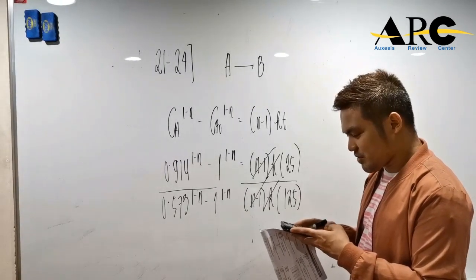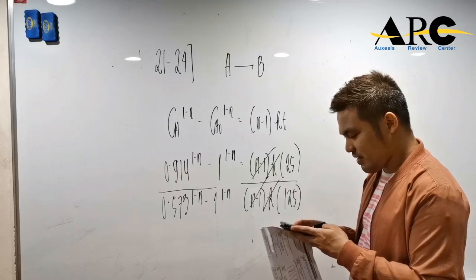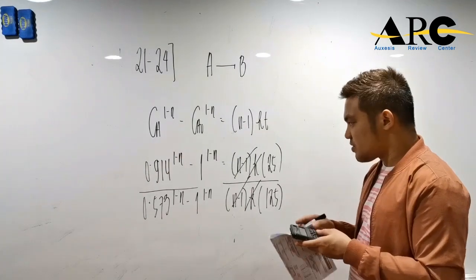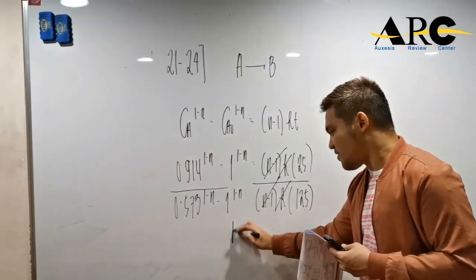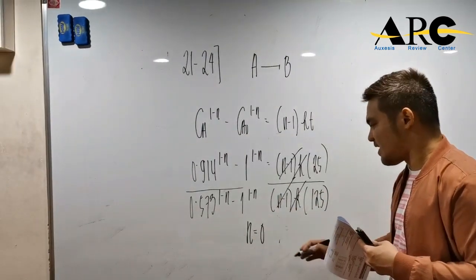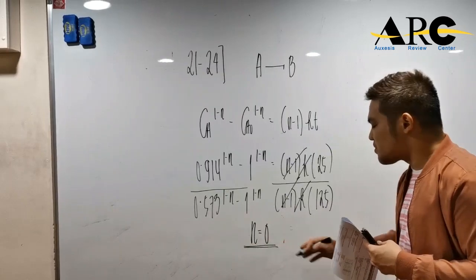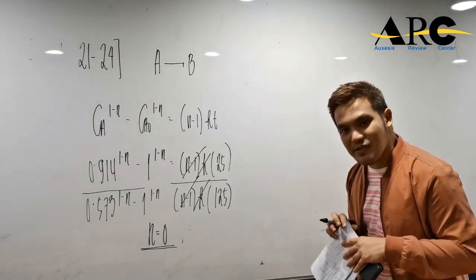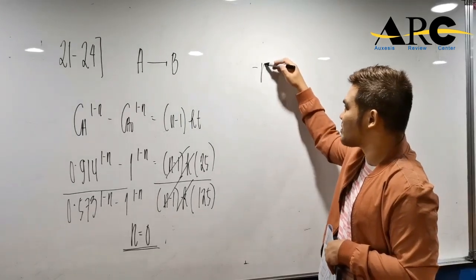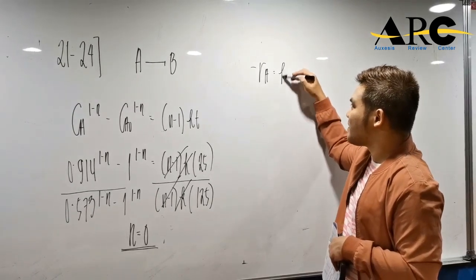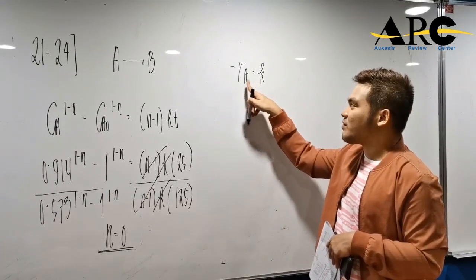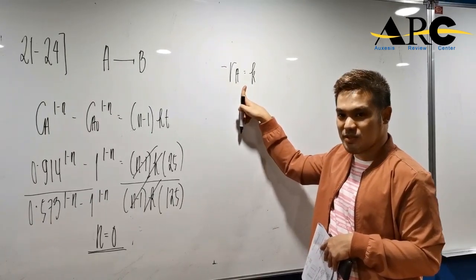Ilan kaya yung masasolve natin dito na value ng n? Using your calculator, ang n natin ay 0 order. Obviously naman na 0 order ito, kasi mapapansin nyo, ano ba ang definition ng 0 order? Sabi, independent sa initial concentration. Ibig sabihin, yung negative RA natin is constant.